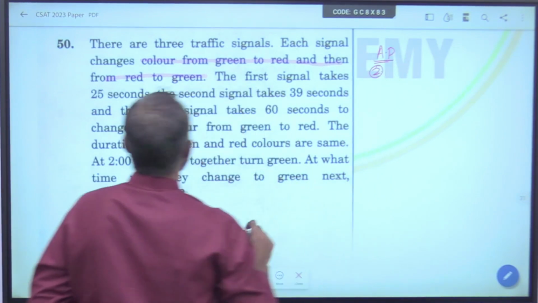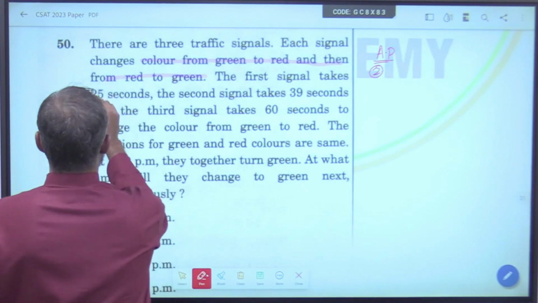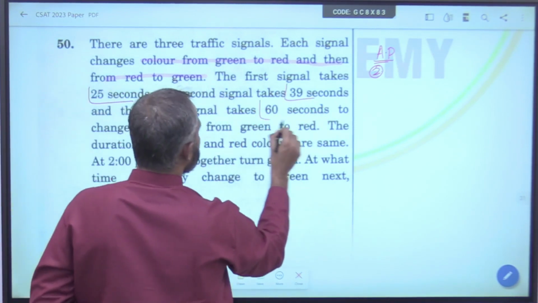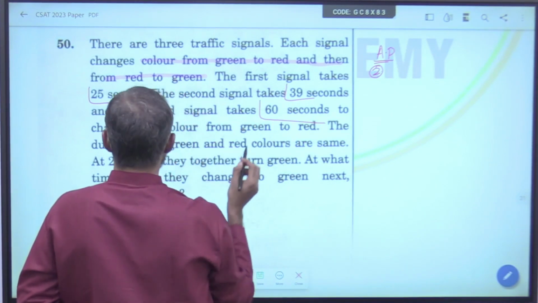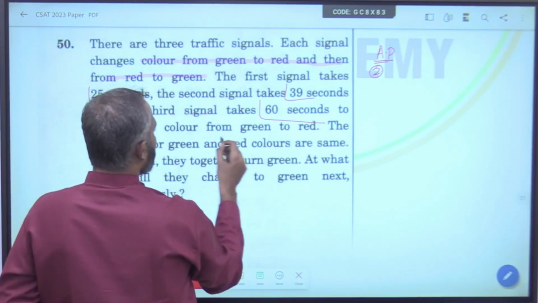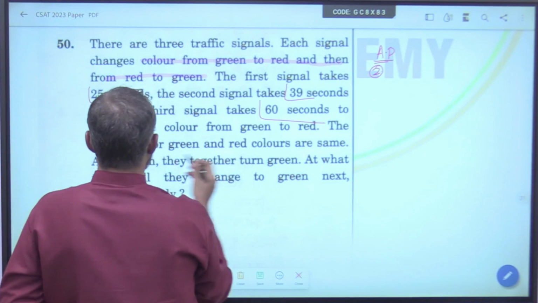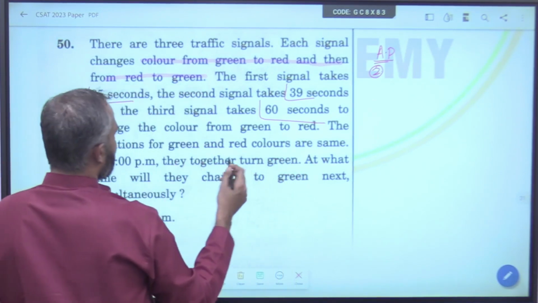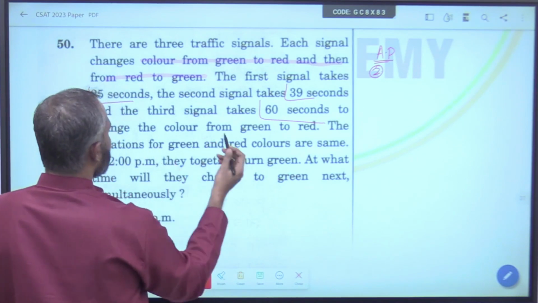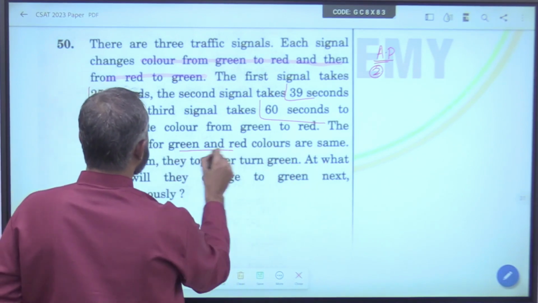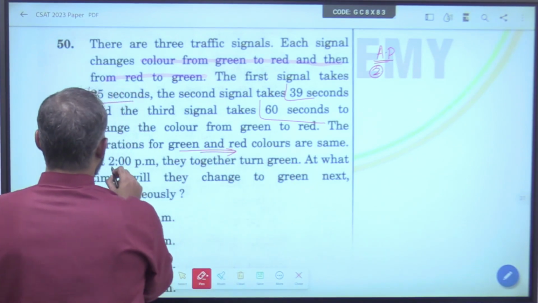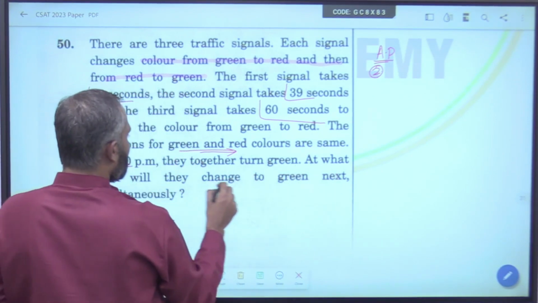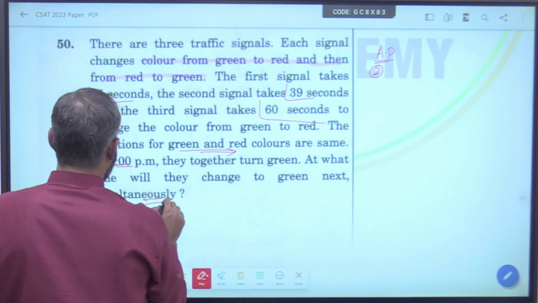Good. Next, the first signal takes 25 seconds, the second signal takes 39 seconds, and the third signal takes 60 seconds to change the color from green to red. Okay, the durations for the green and red colors are the same. From green to red and red to green, the duration is the same. Now at 2 p.m. they together turn green. At what time will they change to green next simultaneously?